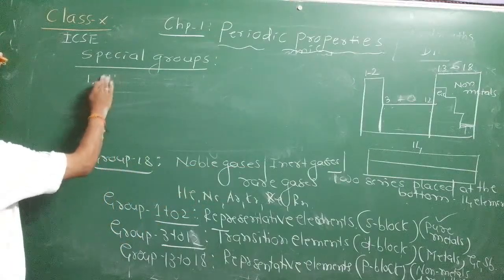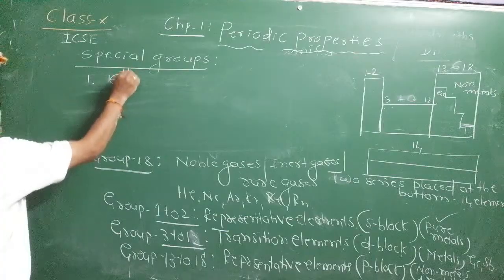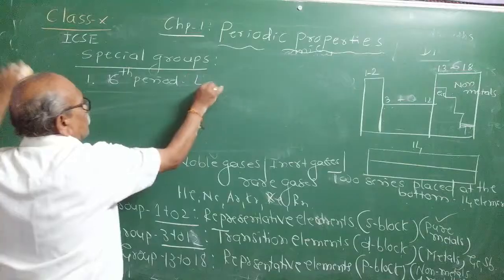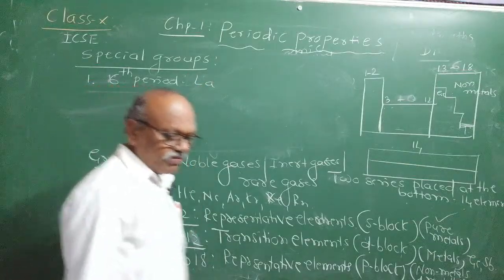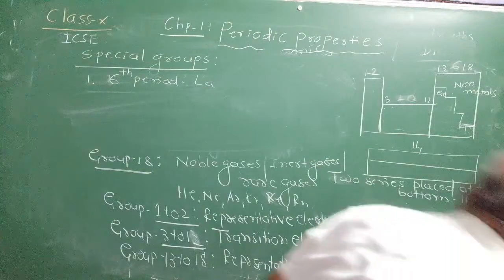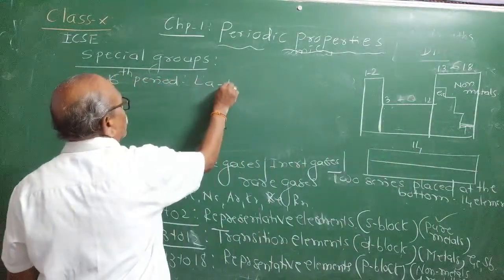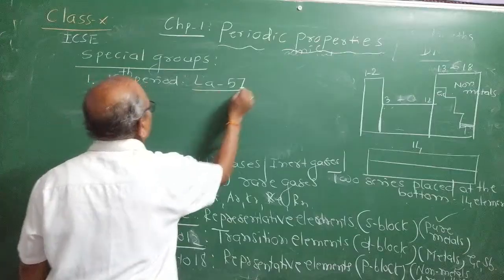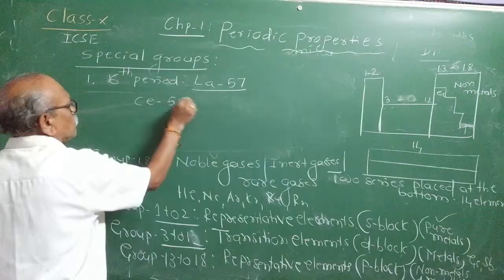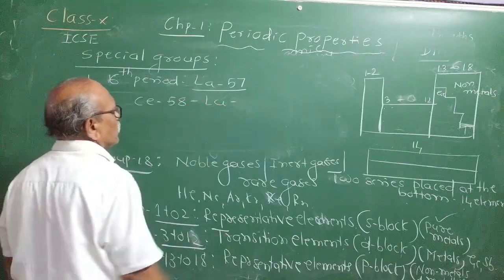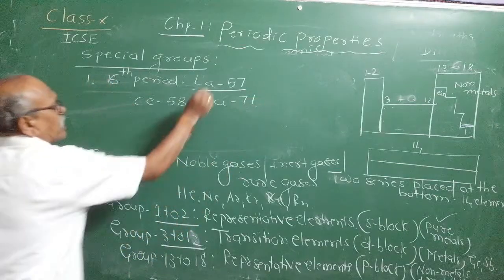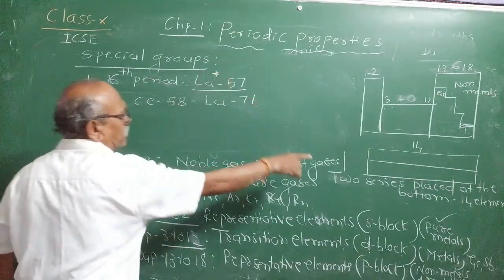They are cut after sixth period, after lanthanum. What is the atomic number of lanthanum? Atomic number of lanthanum is 57. After lanthanum, atomic number 57, from cerium, atomic number 58, to lutetium, observe and note it down correctly, atomic number 71. They are cut from the main table, separately placed.